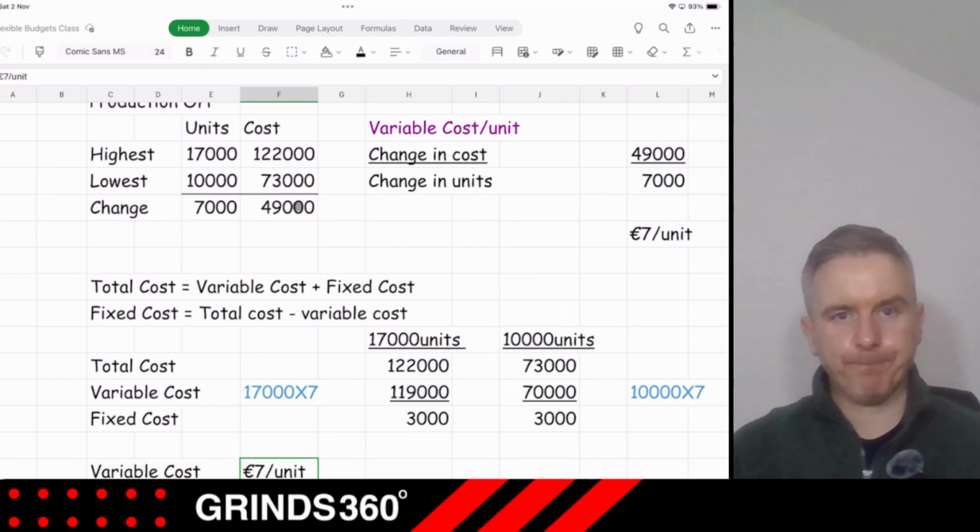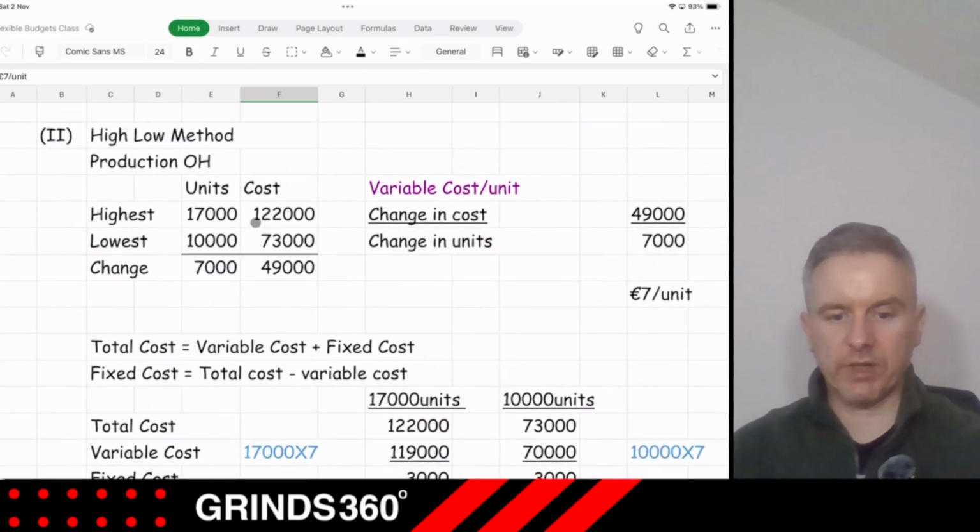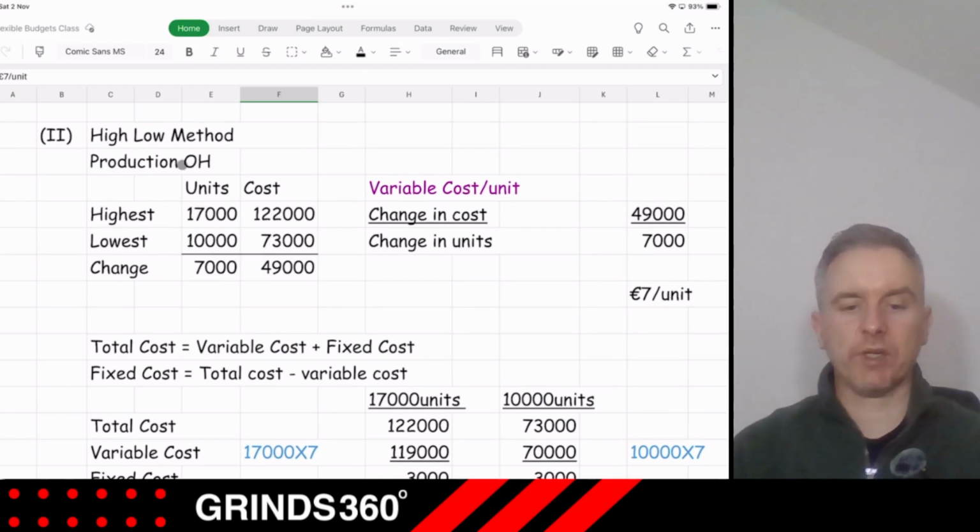So let's just look, okay? We're coming along. We got our variable cost per unit. How did we do that? We got the difference. So the high-low method, we got the difference between the highest and the lowest. So 17,000 minus the 10,000 gave me 7,000, a change in units of 7,000. What was the corresponding change in cost? 49,000. Simple. All we're doing then is getting the rate of change. So if the change in cost is 49,000 and the change in units is 7,000, that meant it was €7 per unit. There's my variable cost per unit.